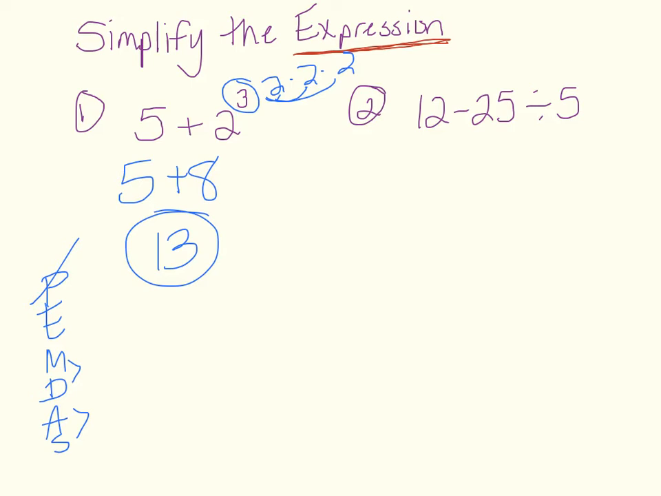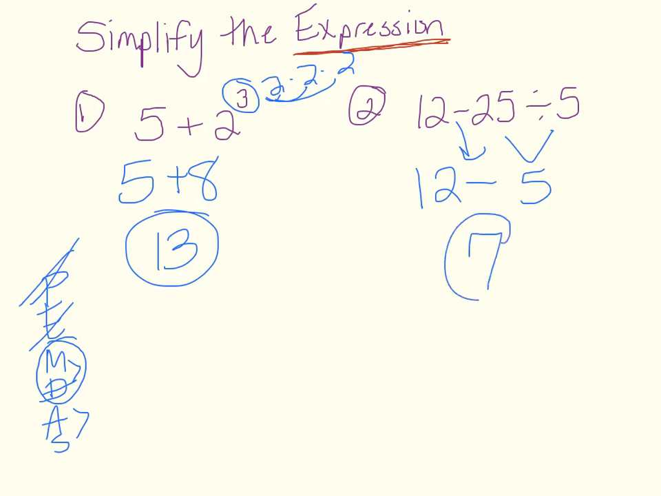Okay. Now, next one, number 2, is 12 minus 25 divided by 5. So there's no parentheses, no exponents. Multiplication and division, there's no multiplication, but there's division. So we're going to take 25 divided by 5, and that gives us 5. I'm going to make sure I bring everything down, so I'm going to bring down the minus and the 12. And then lastly, 12 minus 5 is 7.